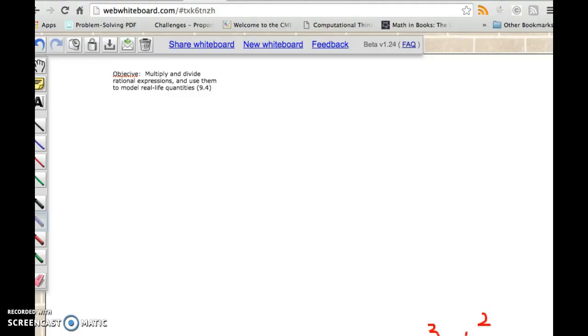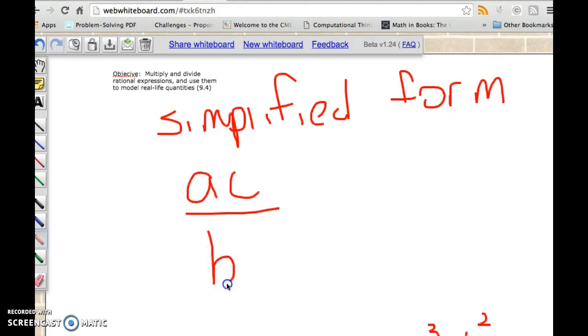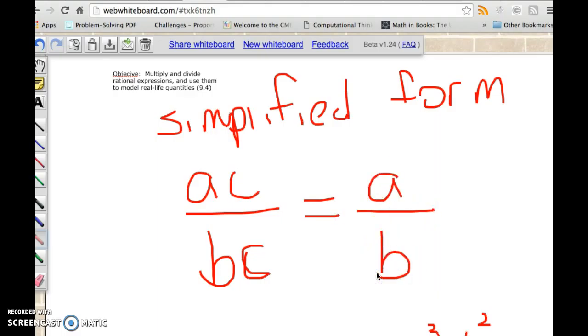We're going to start with something a little bit simple, which is getting them into simplified form, because that is really what tricks people the most about this. Simplified form means that you factor out any common factors. So for example, if I have AC over BC, then I factor out the C's and I get A over B.